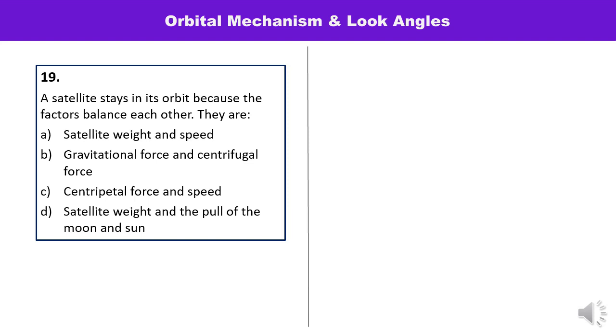Next question is, a satellite stays in its orbit because the factors balance each other. So what are those two factors which balance each other and because of which the satellite stays in the orbit? These forces are gravitational force and the centrifugal force, and because of equating these two forces you can derive the basic transmission equation. So you can remember this point. This is the correct option.